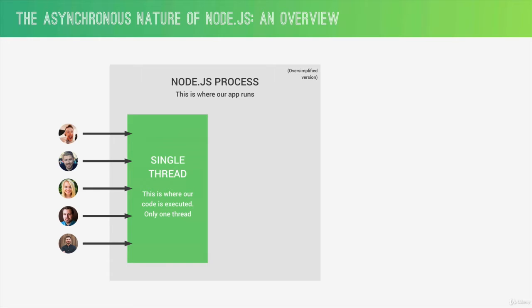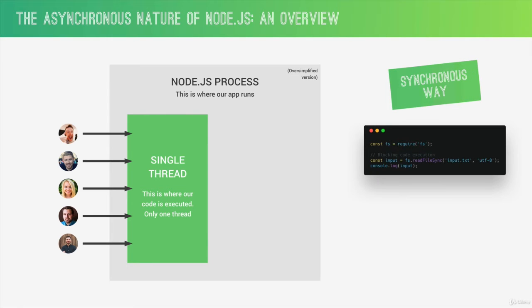Alright? Now, what this also means is that when one user blocks the single thread with synchronous code, like we just saw before, then all other users will have to wait for that execution to finish. And that might not be a huge problem if you have like 5 users, but it definitely will for thousands or even millions of users at the same time.